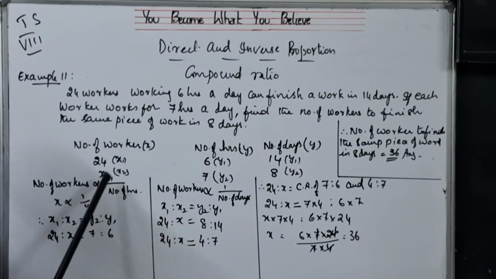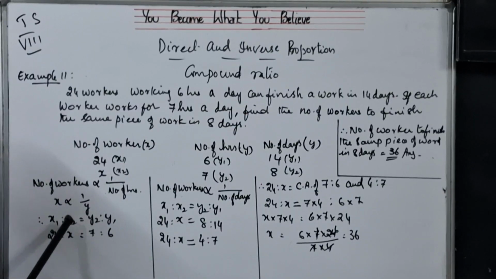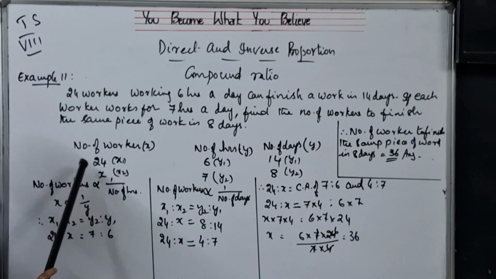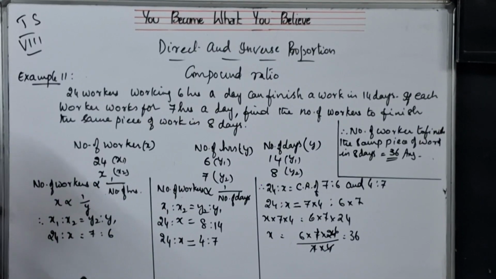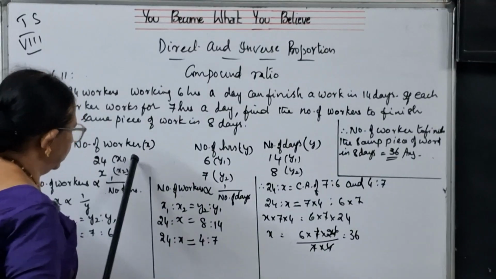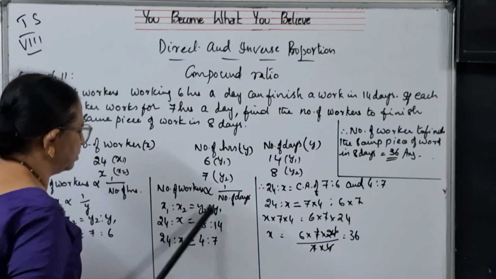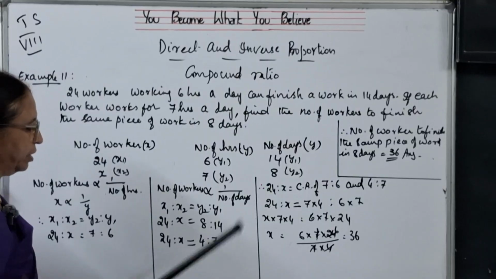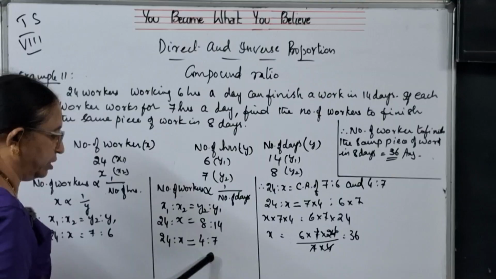The number of workers and number of hours are inversely proportional. X is inversely proportional to y. So x1 is to x2 is equal to y2 is to y1. Inverse ratio, no? This is what we have learned in the previous classes. So x1 is 24 is to x2 is x is equal to 7 is to 6. We cannot simplify it, leave it like this. Again, the number of workers and number of days are also inversely proportional. So x1 is to x2 is equal to y2 is to y1. Here 8 is to 14 I can simplify, I have simplified. If you simplify here itself, the work will be easy, children.